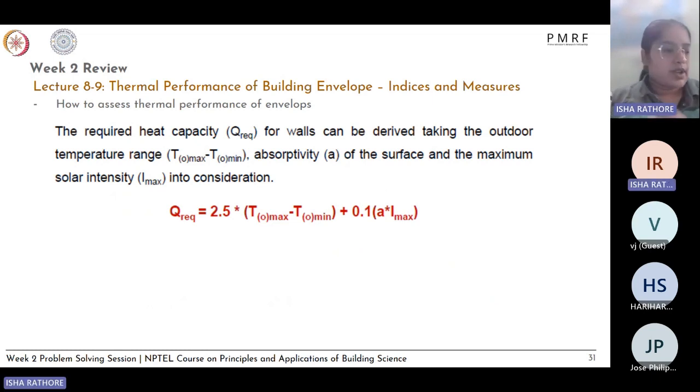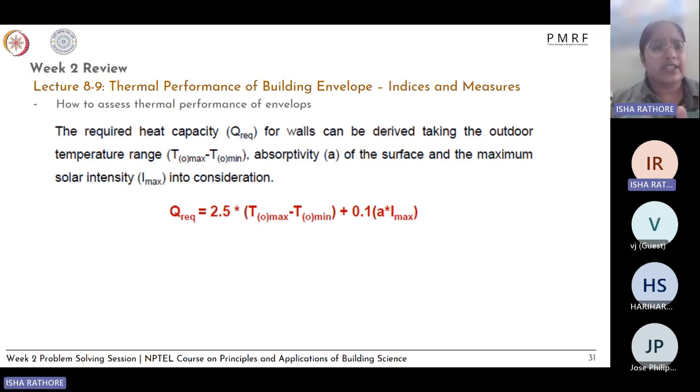So I'm sure you would have solved this equation in the slides also. The required heat capacity for walls can be derived by taking the outdoor temperature range. If we know the outdoor temperature range, the absorptivity of the wall, and the maximum solar intensity into consideration, we can calculate the required heat capacity for the wall. And then we can check if the required heat capacity of the wall is being matched by any of the existing building materials, and we can directly use those materials in our buildings.